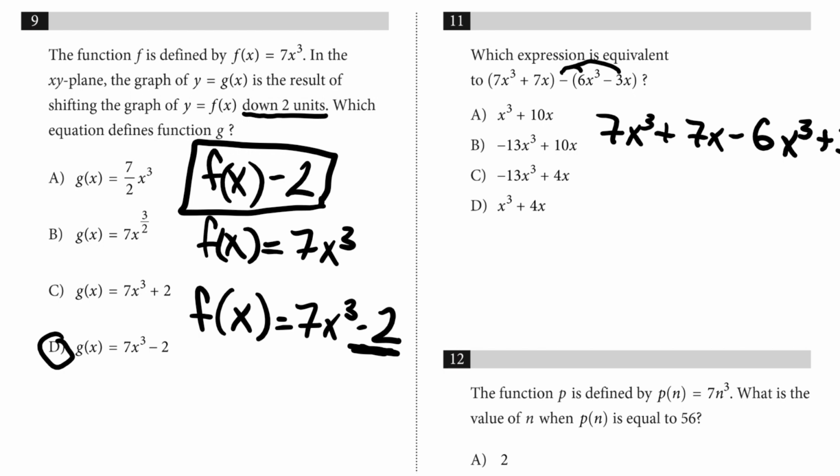Next, we're going to combine like terms. 7x to the third and negative 6x to the third go together. And then 7x and 3x go together. 7x to the third minus 6x to the third is x to the third. There's an imaginary 1 in front. And then 7x plus 3x is going to be plus 10x. And that gives us x to the third plus 10x.